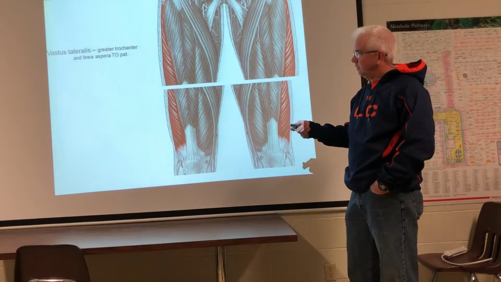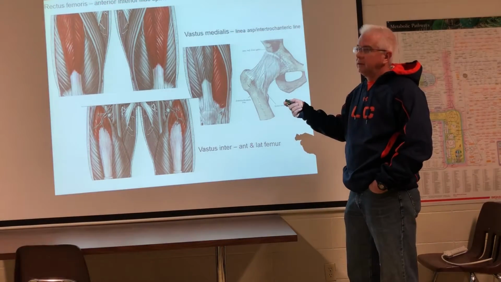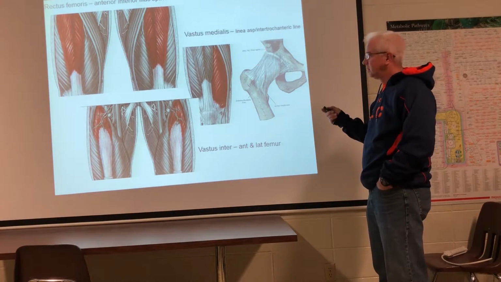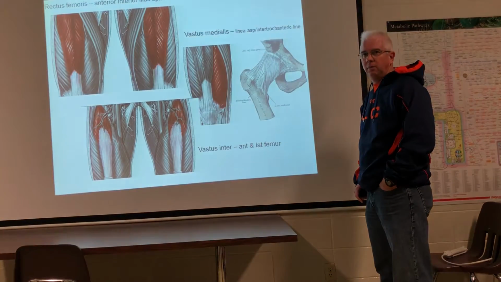So the vastus lateralis is on the greater trochanter and linea aspera. This one's on the anterior inferior iliac spine. This one is on the linea aspera and the intertrochanteric line, and this one's anterior and lateral on the femur. How many of them are on the hip?